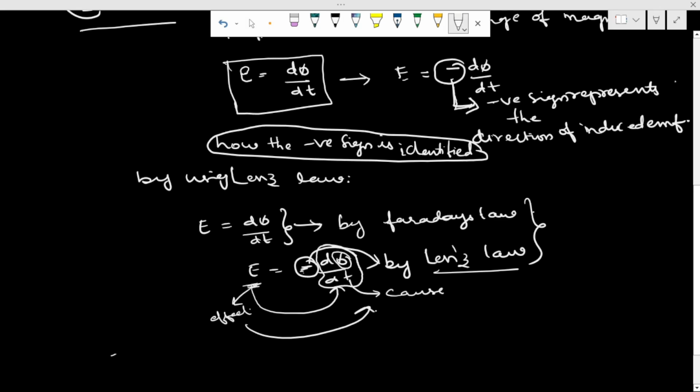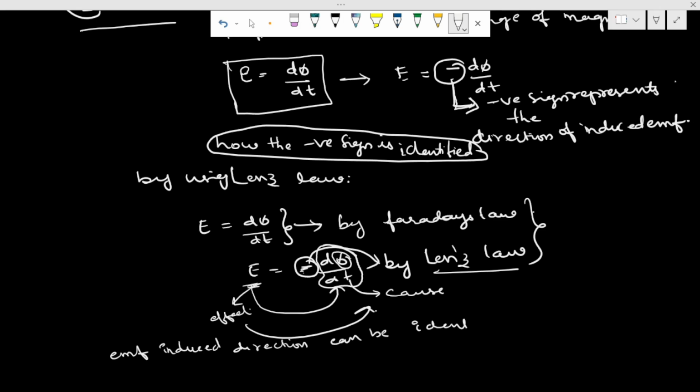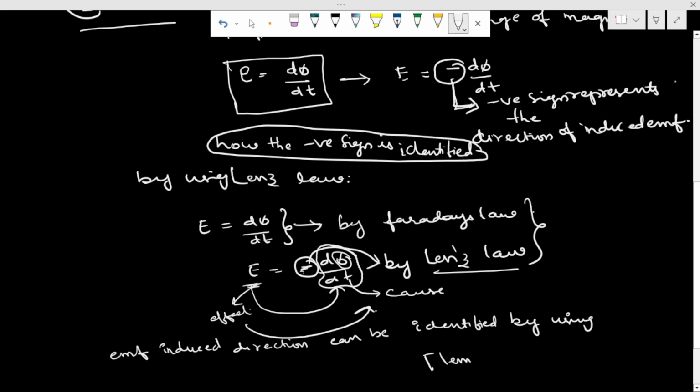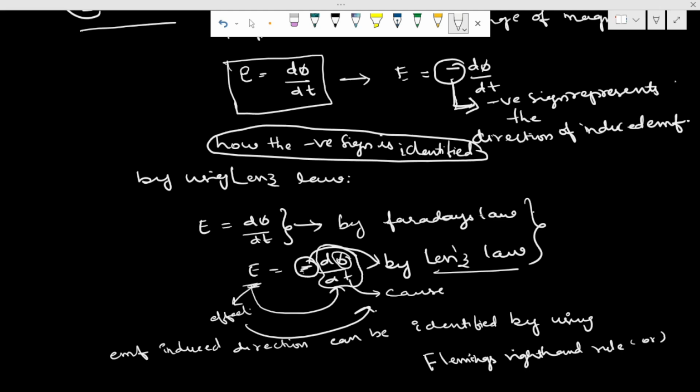And the direction of the induced EMF can be identified by using Fleming's right hand rule, which can also be known as the right hand thumb rule. Right hand thumb rule.